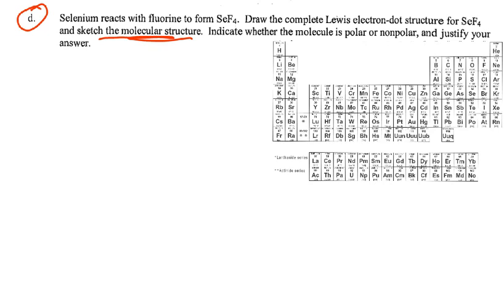Well, first thing we've got to do is add up the valence electrons. So you know selenium here has 1, 2, 3, 4, 5, 6 valence electrons. And fluorine has 1, 2, 3, 4, 5, 6, 7 valence electrons. But there's 4 of them. So 7 times 4 is 28. And then we've got to add our 28 to our 6, and we're going to get 34. And it looks like a reasonable number because you remember that has to be even.